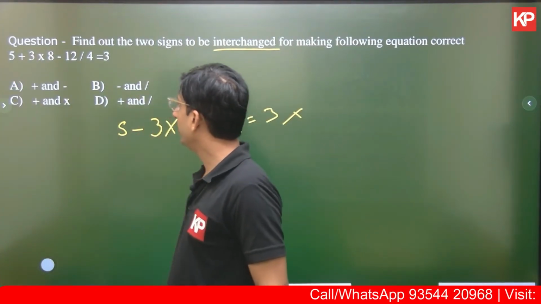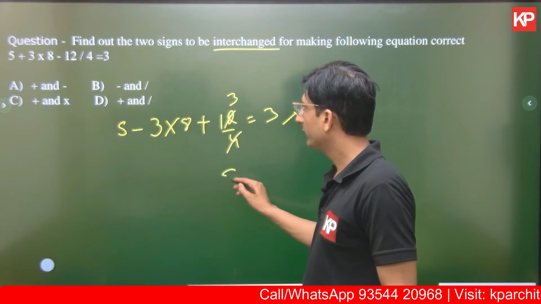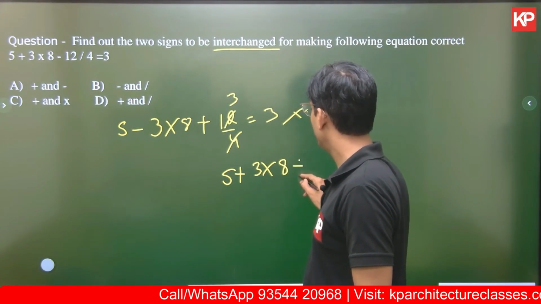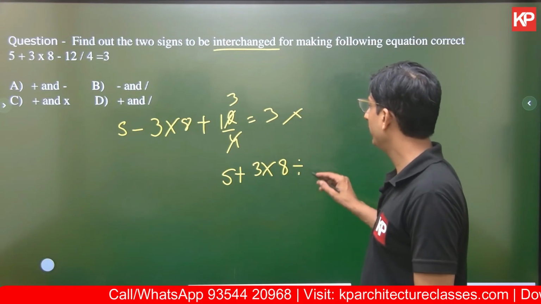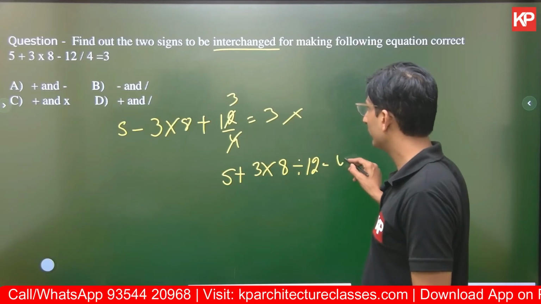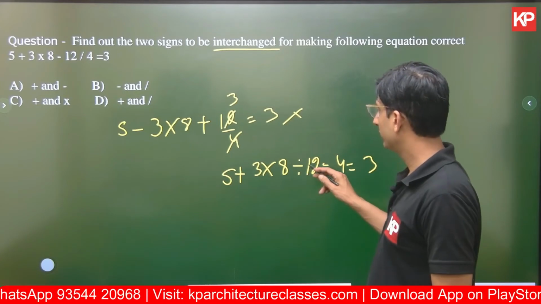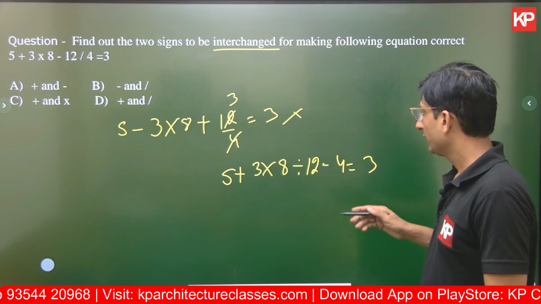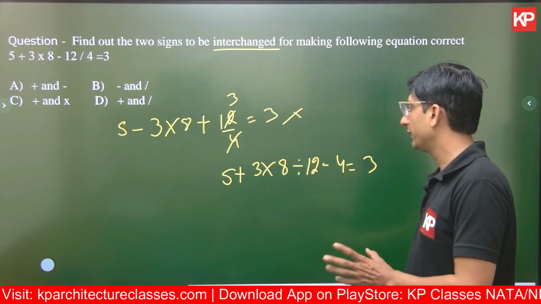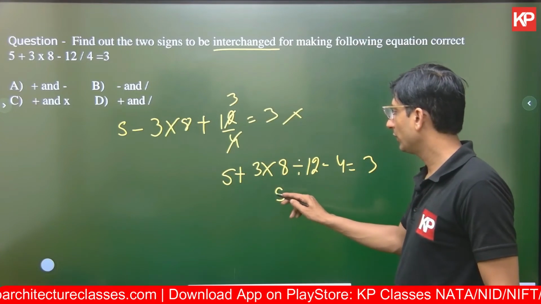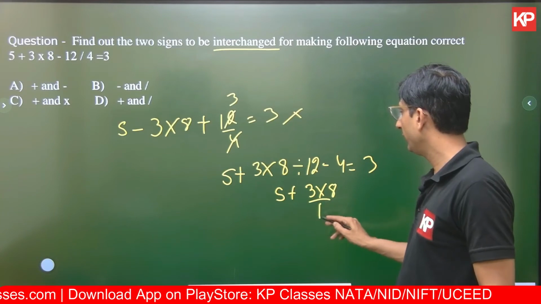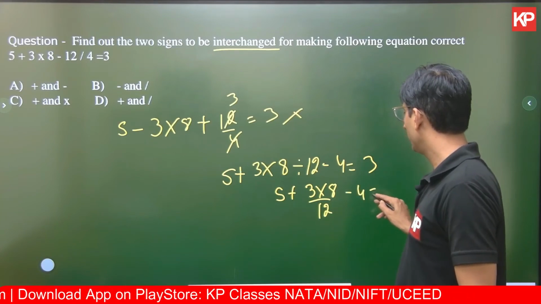Next one is minus and divide. So 5 plus 3 multiply by 8, we have to replace minus with divide. So 8 divided by 12, and divide by minus, so minus 4. Let's solve it. This is not a fraction. When multiply and divide are together, don't think it is going to be a fraction, just solve it first. So this will become 3 multiplied by 8 divided by 12 minus 4 is equal to 3.